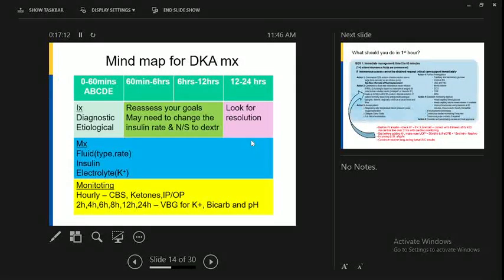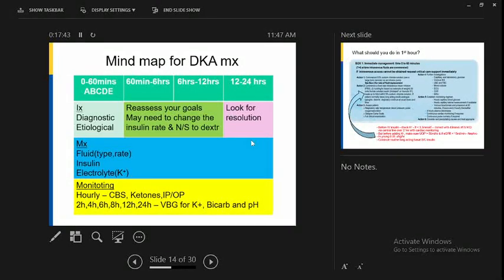Then in the management part, throughout the management, we have to think of three management chunks, whether we have managed them adequately or not. That is, one is fluid, the other is insulin, and the other is electrolyte, mainly potassium. And the next thing, throughout the management, we can't leave the patient without monitoring. So hourly blood sugar monitoring, and ketones if you have bedside ketone meters.